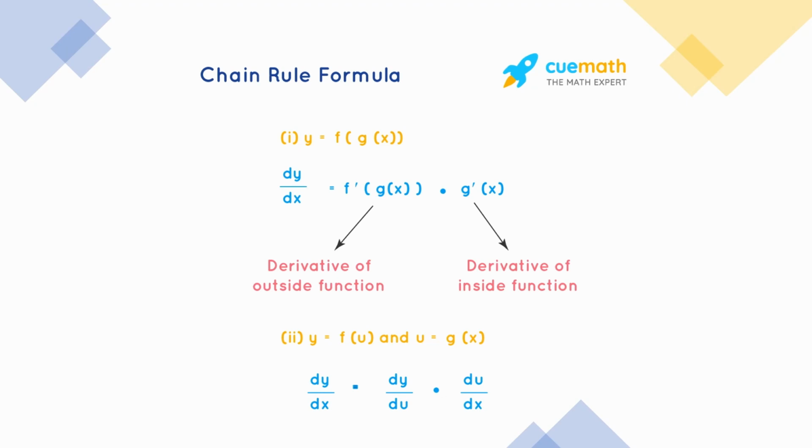Here we can see a graph that showcases how the chain rule formula can be presented in graphic form. dy over dx equals f prime of g of x times g prime of x, which is exactly what I have been talking about for the last few minutes.